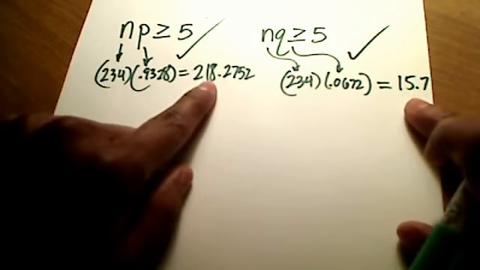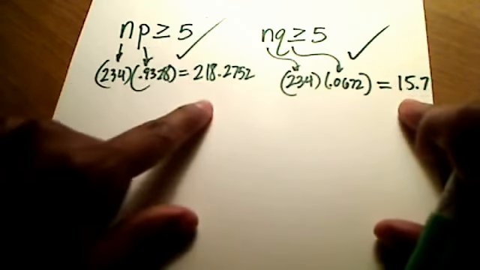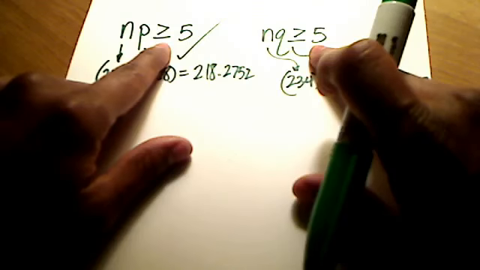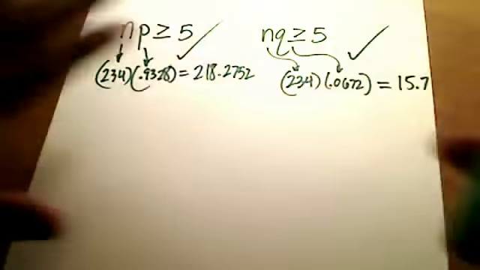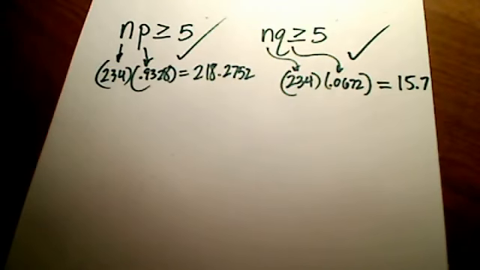Now listen, if just one of these was not greater than or equal to 5, then I could just stop right there. The problem is done. It doesn't work. Can't use the normal to approximate the binomial. But both of those check out.